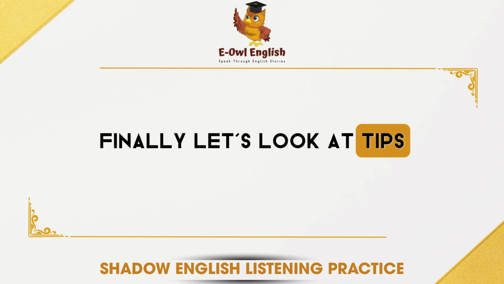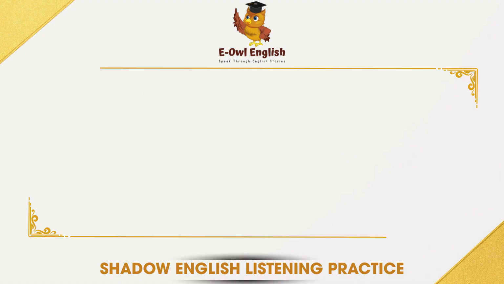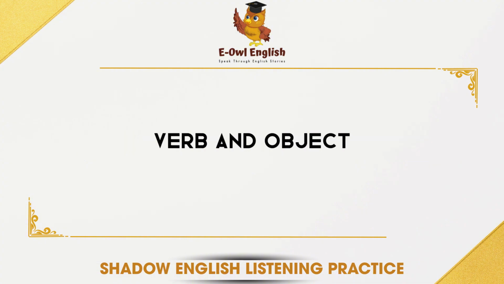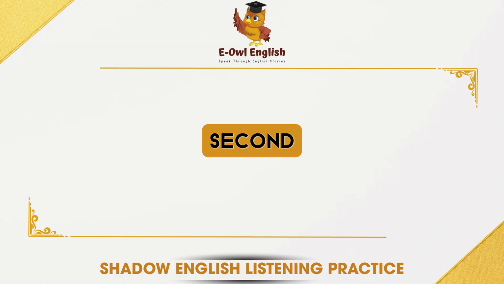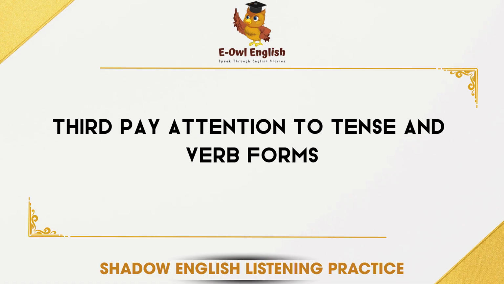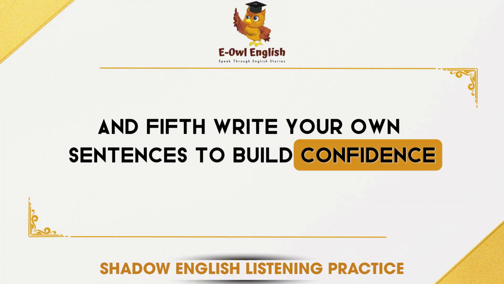Finally, let's look at tips for mastering active and passive voice. First, always identify the subject, verb, and object. Second, practice changing sentences from one voice to the other. Third, pay attention to tense and verb forms. Fourth, read and listen to examples in books and media. And fifth, write your own sentences to build confidence.